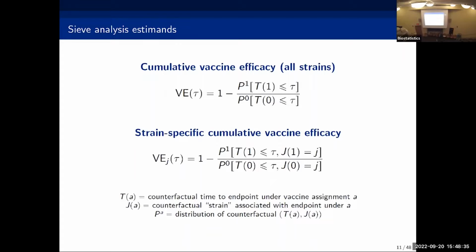So here I've written this estimand in terms of counterfactuals. We have T(1), imagining what would your time to COVID have been had you been vaccinated. T(0) is the contrast to that. What if you had gotten a placebo, for example?